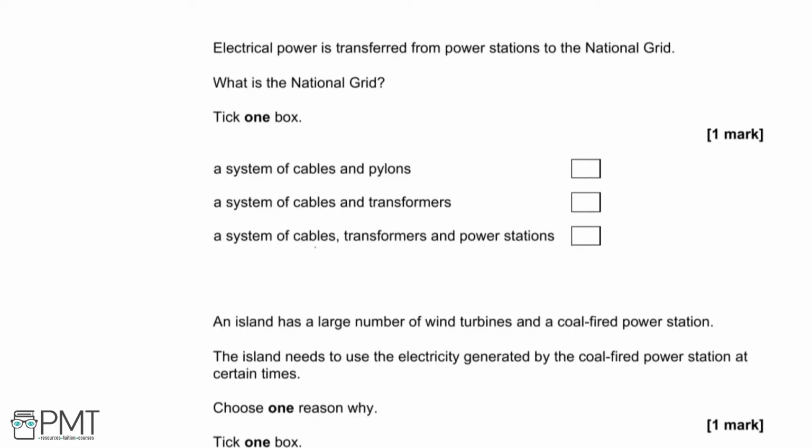Electrical power is transferred from power stations to the national grid. What is the national grid? So we know from our definition that the national grid is a system of cables and transformers that connects consumers to power stations.